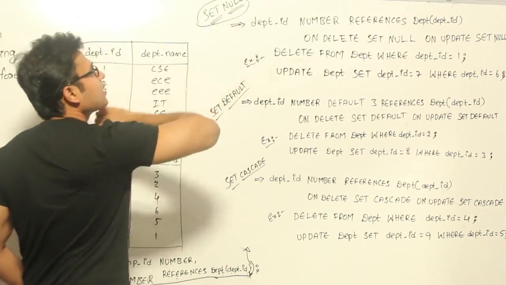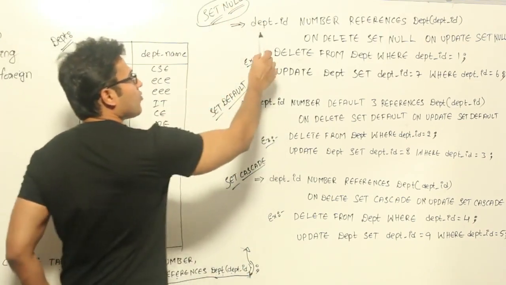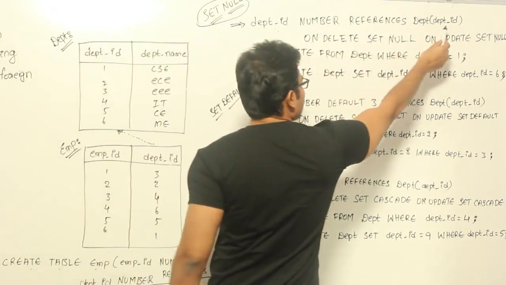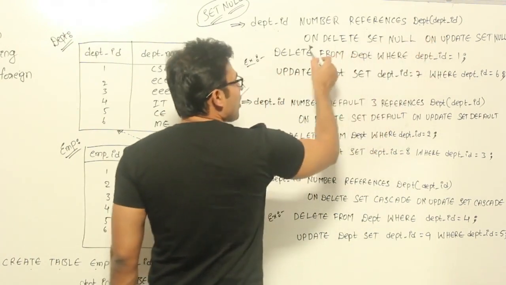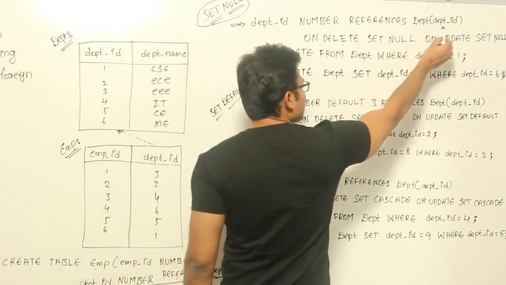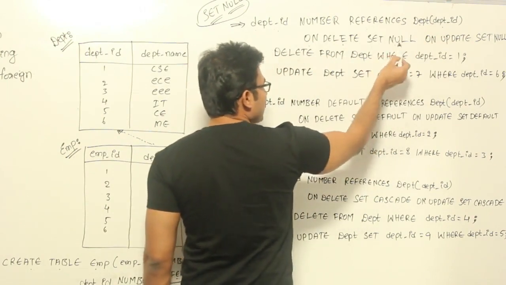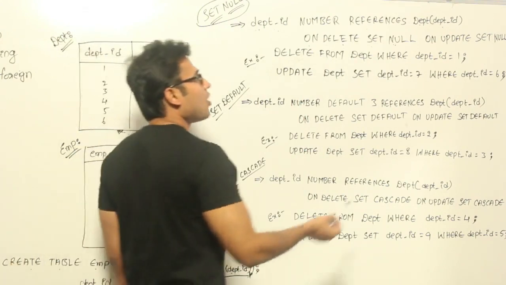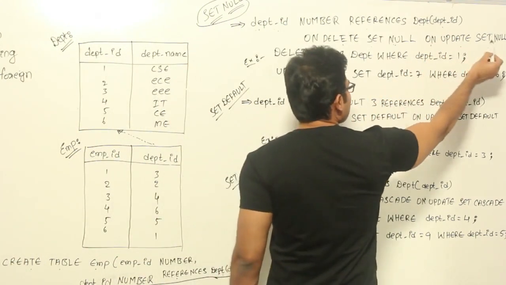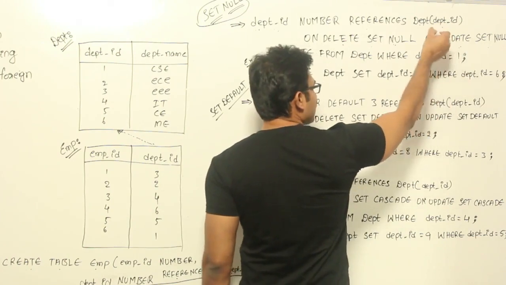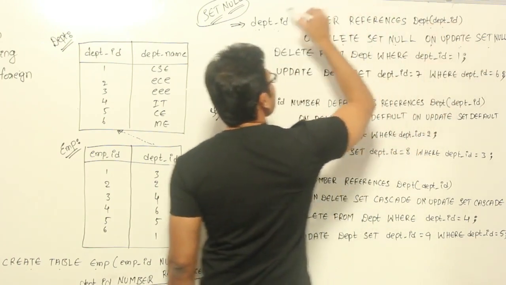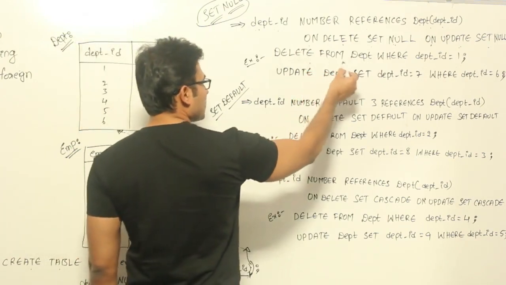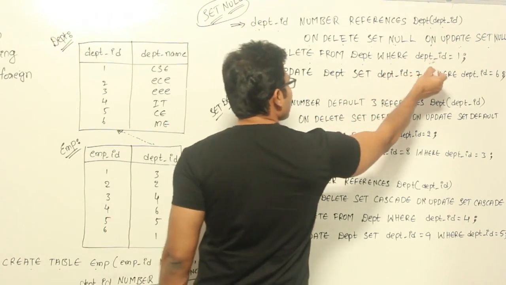So if you want to set null as the default behavior, then whenever department ID references department ID of department, on delete, which means on delete of anything here, you are going to set that particular value here as null. That is the meaning of it, right? Or on update set null, which means whenever you update something here, you set null here. For example, delete from department where department ID equal to 1.